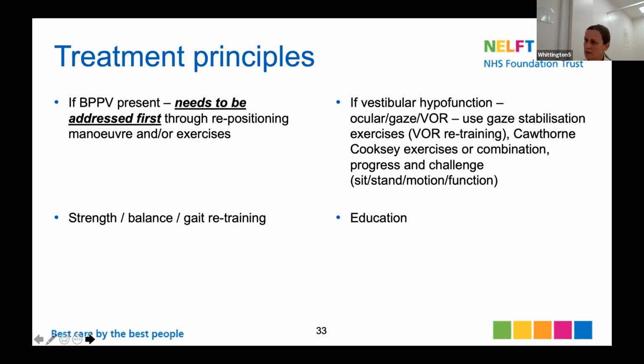You start in a fairly supported position, in a sitting position, then when they get better, you move them onto standing, into motion, into function. And if someone gets really, really good, it might be even worth getting them to do some sport like table tennis, for example, where you have motion, eye-hand coordination, and the eyes need to focus. So this is how you retrain the vestibular function. And then obviously, like I said, strength, balance, and gait retraining and education, like we do with anything else.